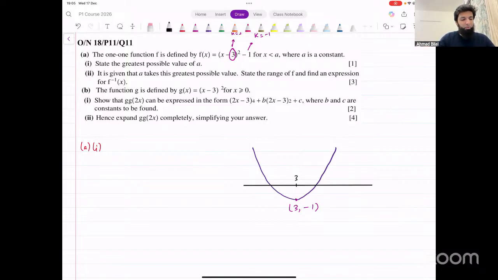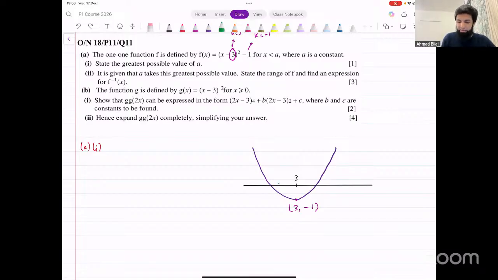Now, where could that point A be? Let's suppose that point A is here. If A is here, then to the left of A, we would have this whole function, this whole curve. Is this yellow part one-to-one? Is this yellow part one-to-one? It's not one-to-one. So A cannot be something on the right side of the turning point. That's not possible.